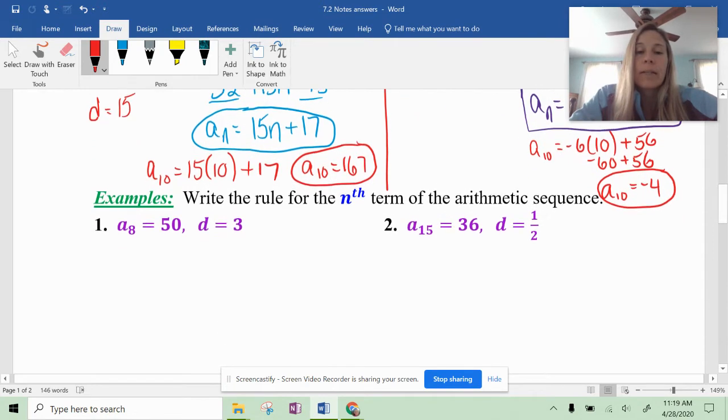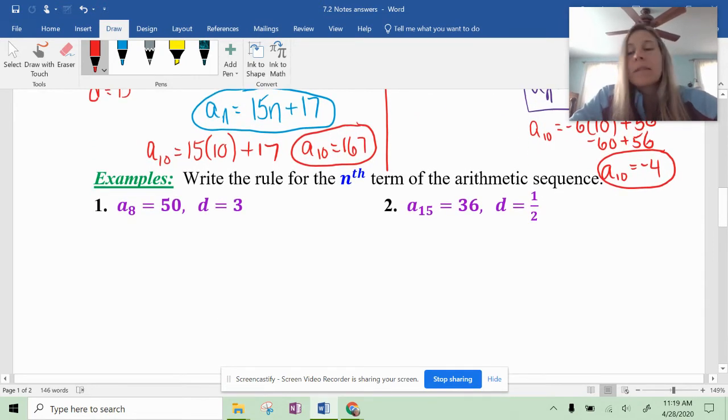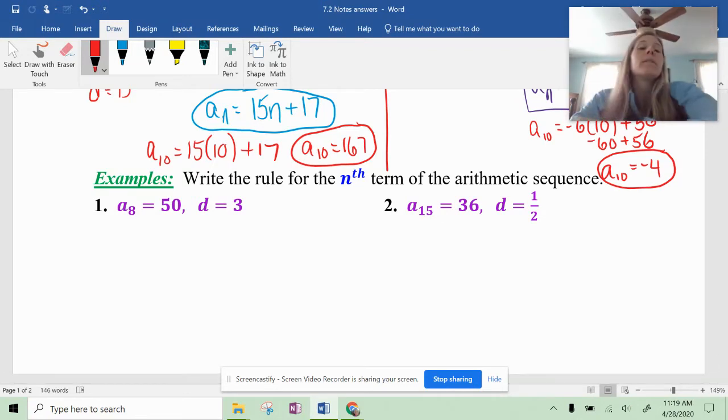Okay, so now in the next section, we're going to write the rule. And this time, instead of them giving us the sequence, they're giving us the common difference, and they're giving us one of the numbers in the sequence. So there's a couple of ways we can go about finding that a sub 1.